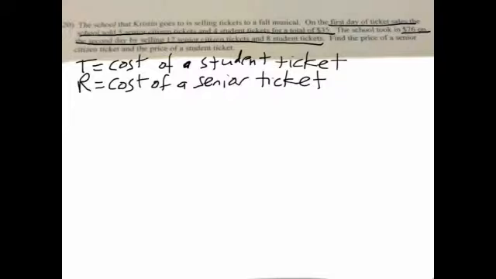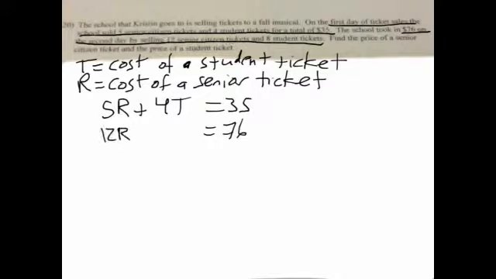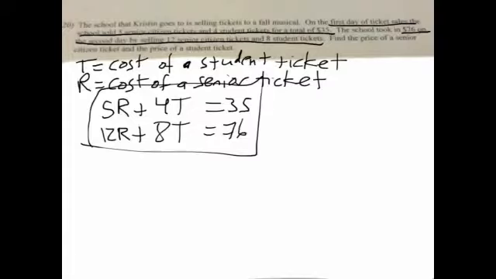The first one says I'm going to get a total of $35, and that came from 5 senior citizen tickets and 4 student tickets. So that's 5R and 4T. And then my other one got a total of 76, and that came from 12 senior citizen tickets and 8 student tickets. Okay, so there's my original system. I'm going to work with that.